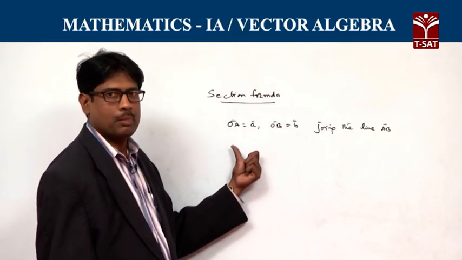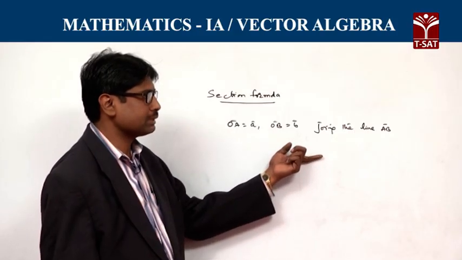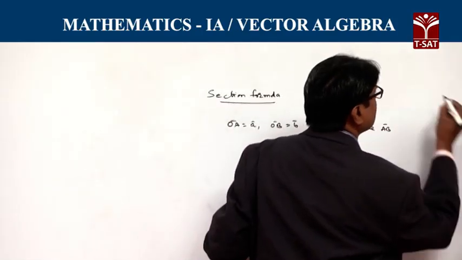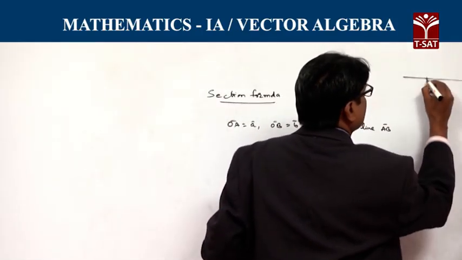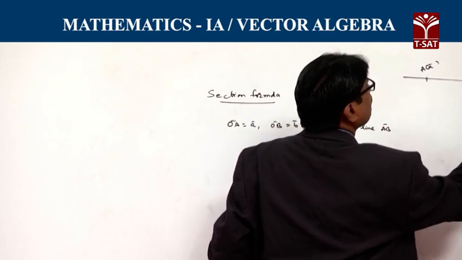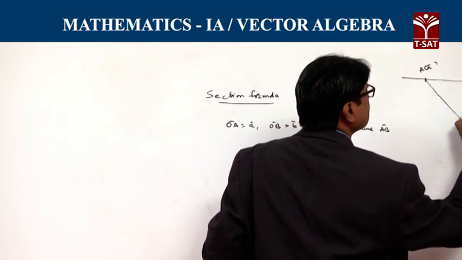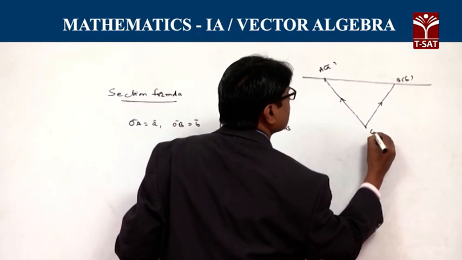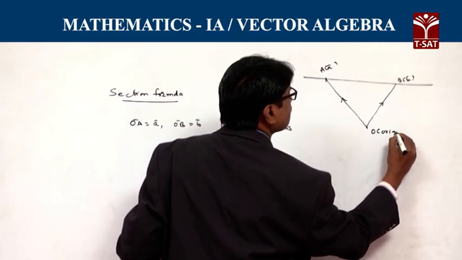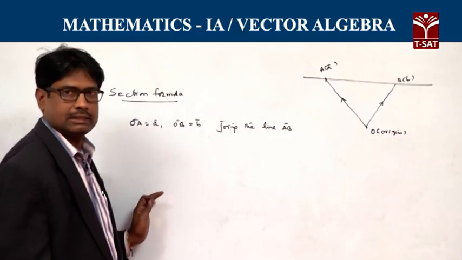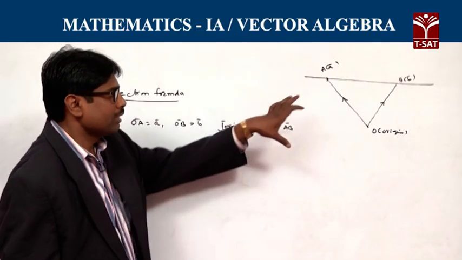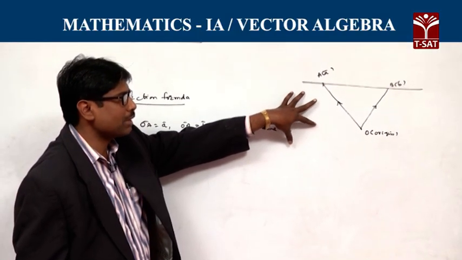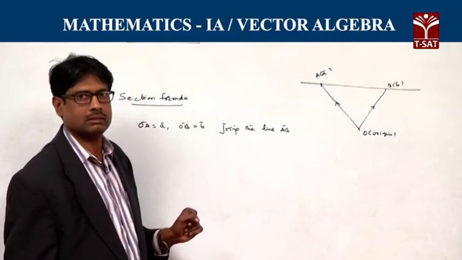Let O be the origin, OA bar is equal to A bar, OB bar is equal to B bar, joining a line AB bar. In the section formula, we define on a line, OA bar is equal to A bar, OB bar is equal to B bar, two points.